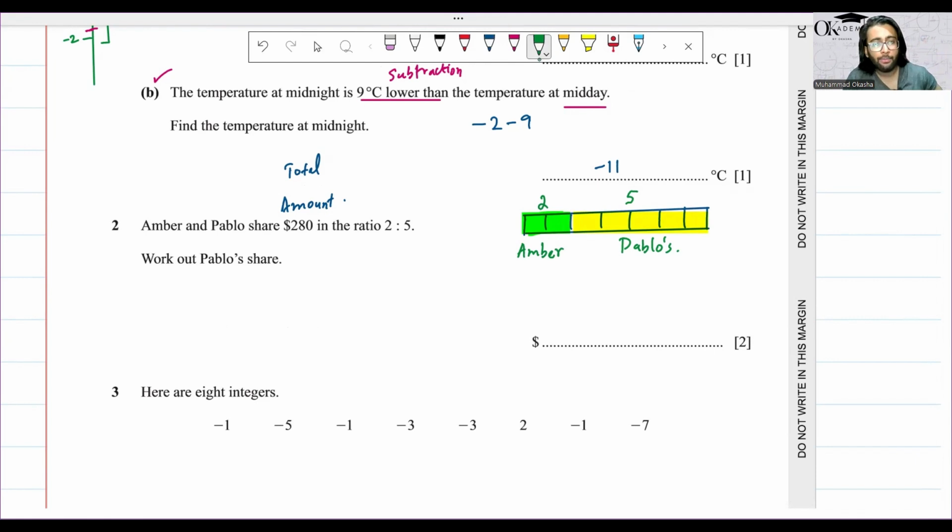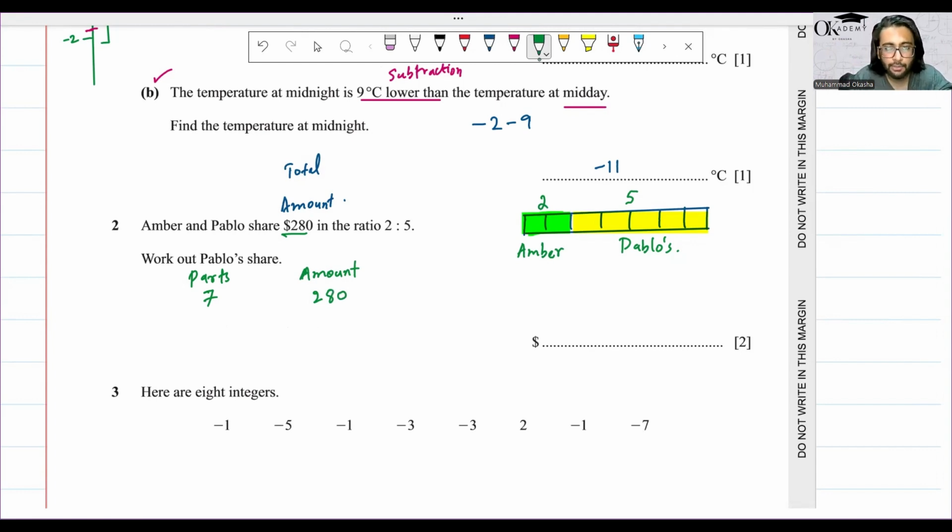Okay. How many parts are there in total? Total 5 plus 2 is 7 parts. So think about it for a while, right? Altogether 7 parts, altogether amount is $280, right? So 7 parts, if I were to make a proportion, I'll say parts and amount. Okay. So if you have 7 parts, 7 parts equals $280 because that's all we have, right?